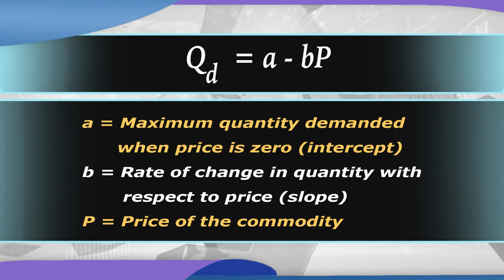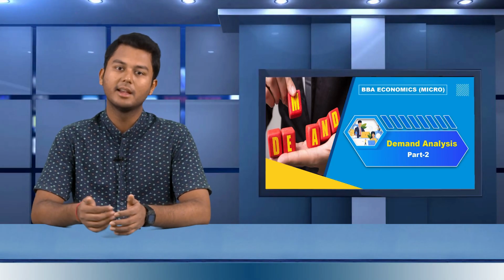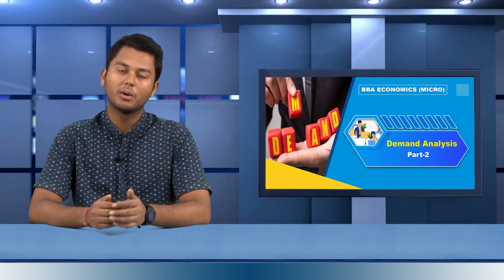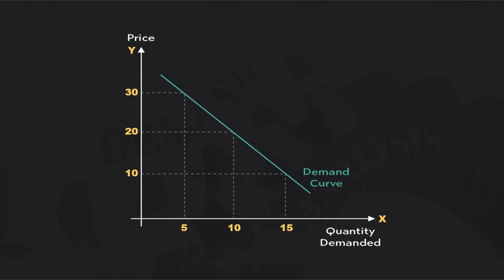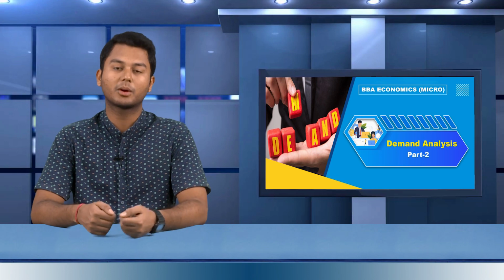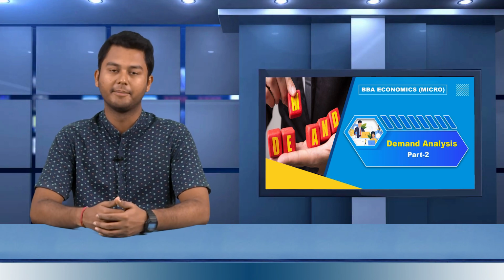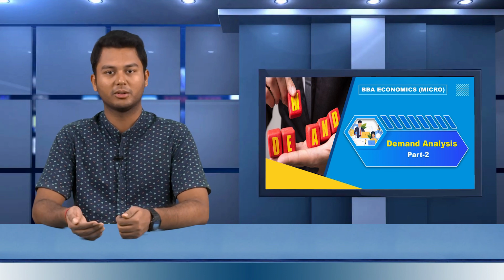Now if we look at the symbol B, it represents the rate of change in quantity with respect to change in price, that is also known as the slope parameter. Now imagine the intercept first, that is when the price is equal to 0, what is the quantity demanded? That will give you a point in your graph. Now as the price changes from 0 to 1, the quantity demanded is going to fall, as we know from the law of demand. So this gives you another point on the graph.